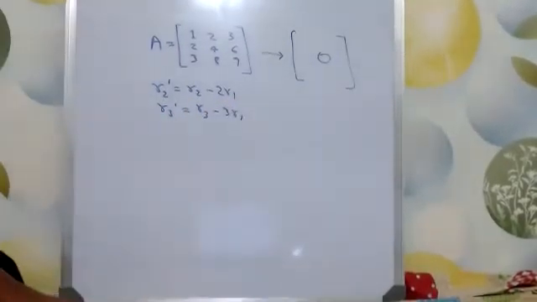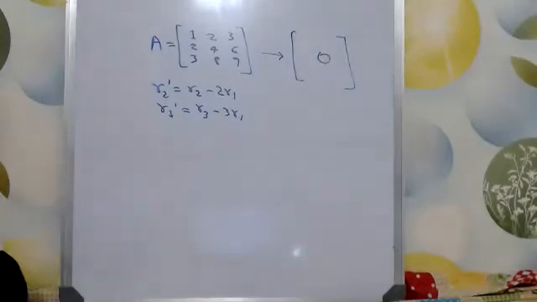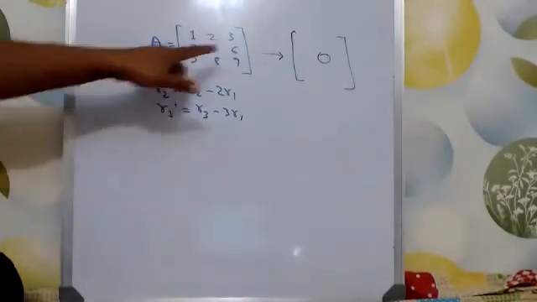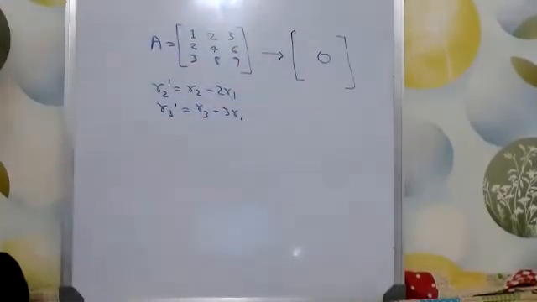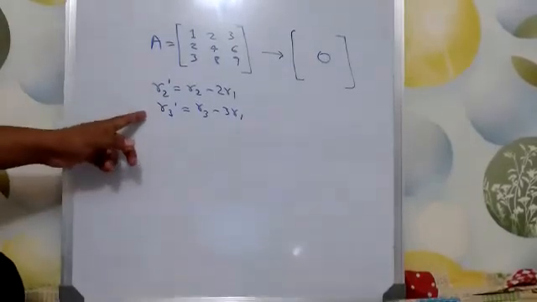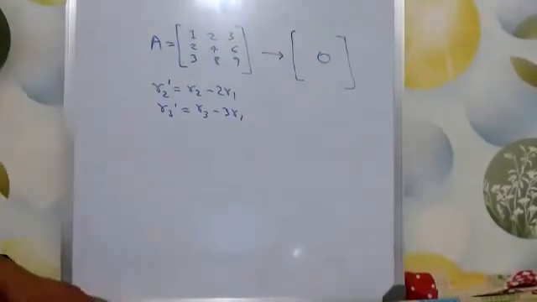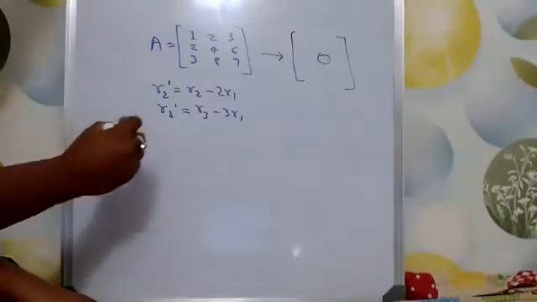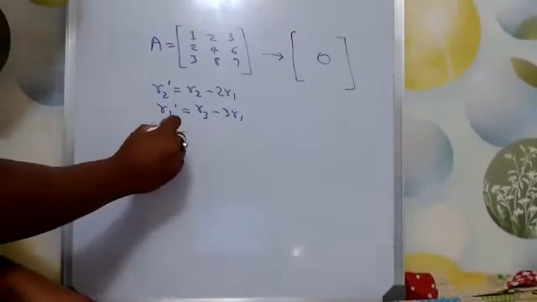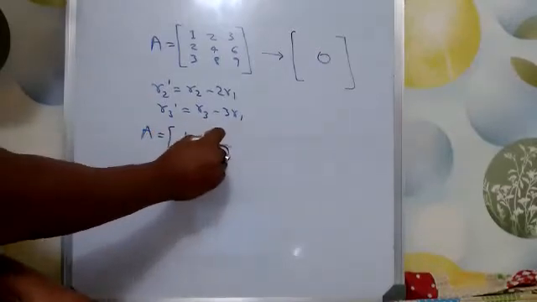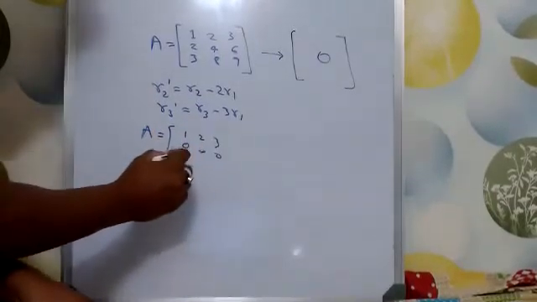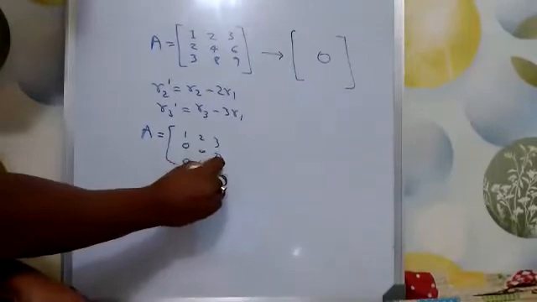Okay, so I'm telling you another different way. What I'm telling is to try to find the elimination matrix which, when multiplied with this one, will give you the zero matrix. So we get R2, R3 dash like this. Now our A becomes, if I do this, what becomes our A? It becomes 1 2 3, 0 0 0, and 0 0 0, right?